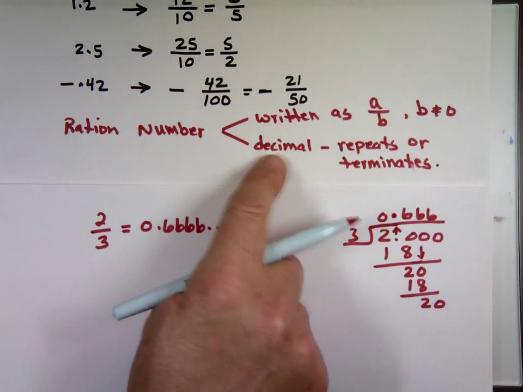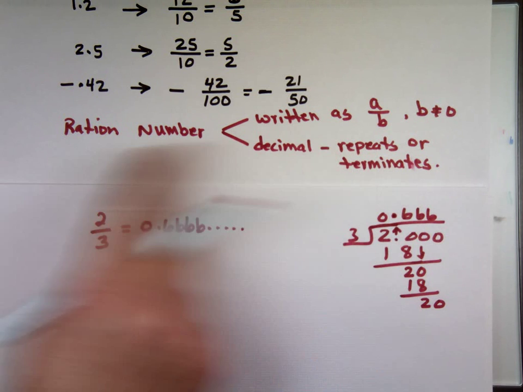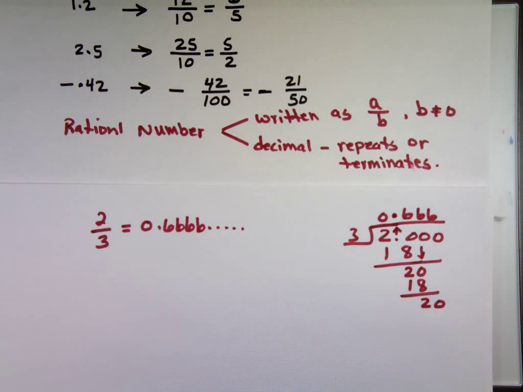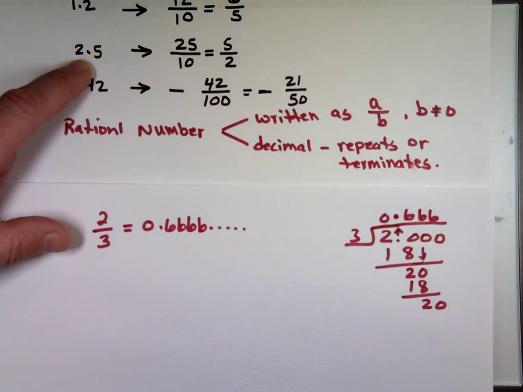Any decimal number that repeats is a rational number. Any decimal number that terminates, like this one has an end to it, is a rational number.